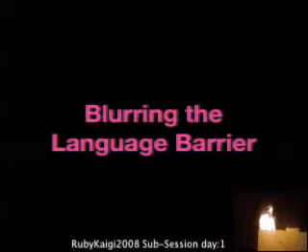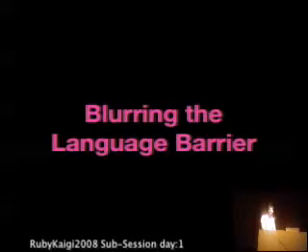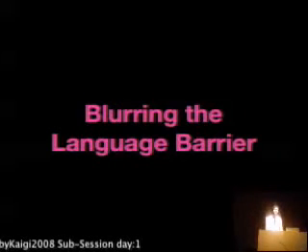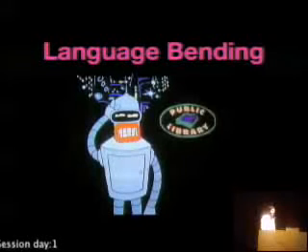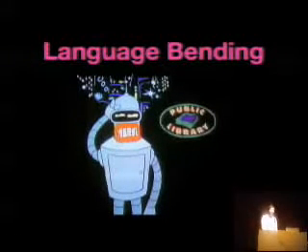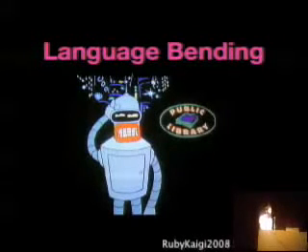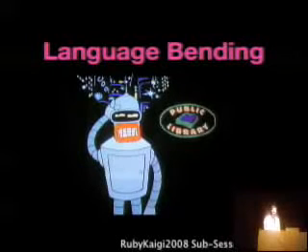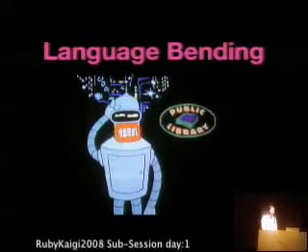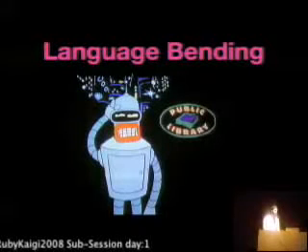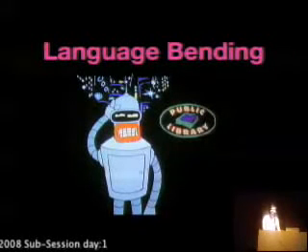My talk is titled Blurring the Language Barrier, but first I'd like to talk about language bending. Now, language bending is something that we do every day. We integrate Ruby with Java to write Java programs in Ruby. We write new languages, like domain-specific languages using Ruby. We might change our language because it doesn't have the libraries we need, or maybe the language is missing something. But these techniques aren't limited to just Ruby. Specifically, I want to talk about JavaScript.